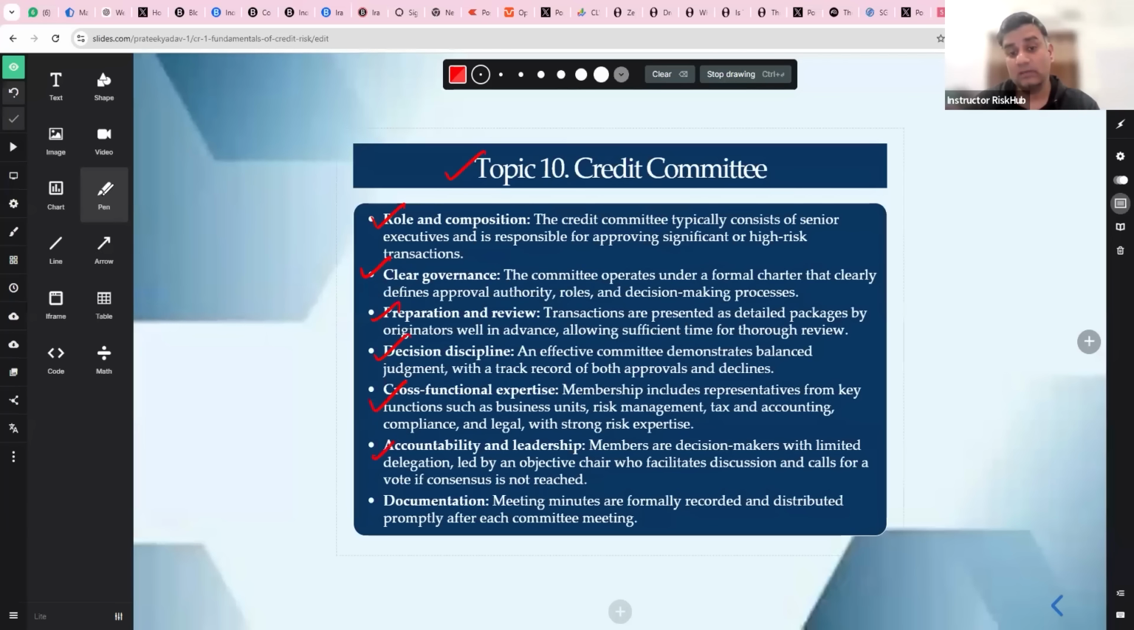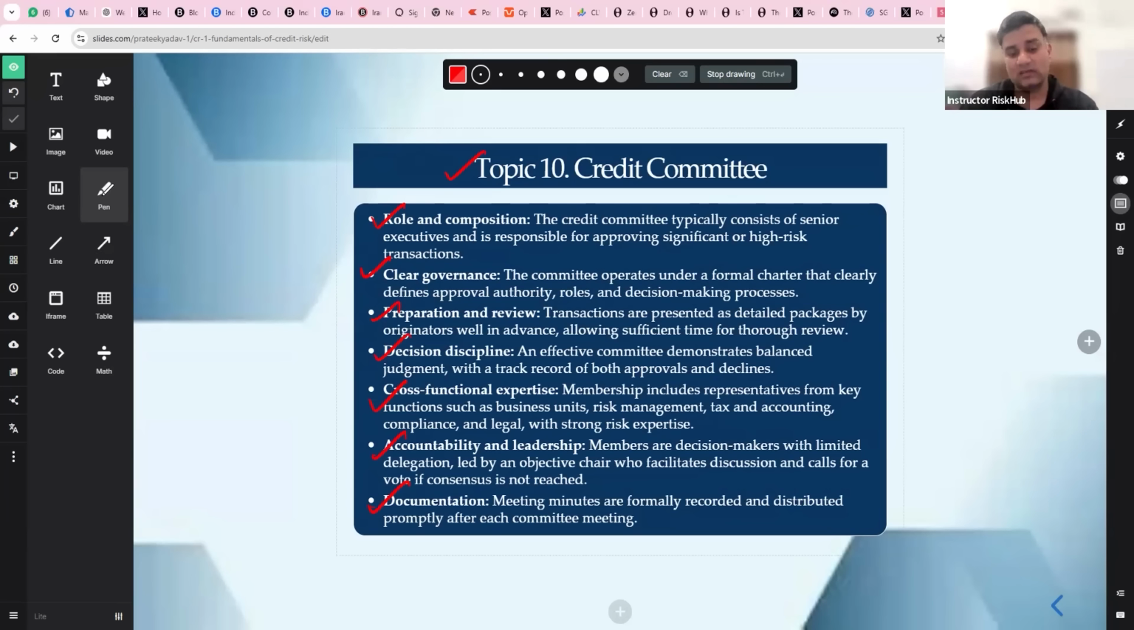Then we have accountability and leadership. Members are decision makers, with limited delegation and a strong chairperson. If there is no consensus, have a vote. This ensures transparency, ownership, and no ambiguity. Then we have documentation. The minutes are recorded. Why? Because for regulatory review, there is an audit trail and a legal defense. This connects to your operational risk control, your supervisory inspection, and your model validation review.